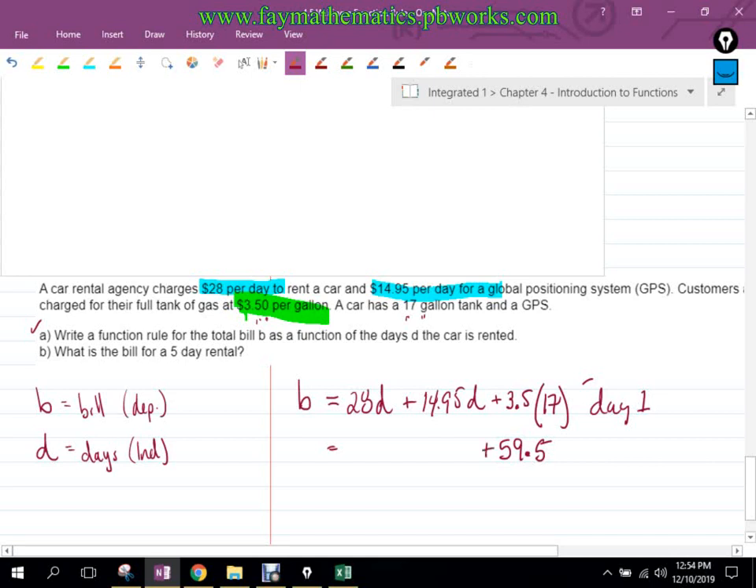Plus, then, are these like terms? So can I add those together? 42.95, good.